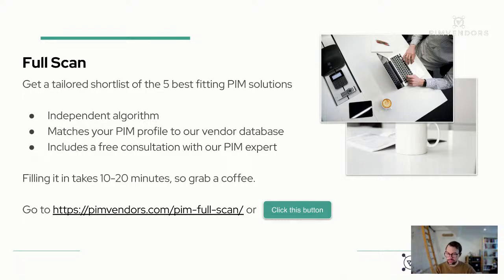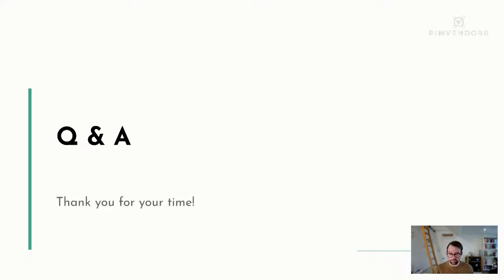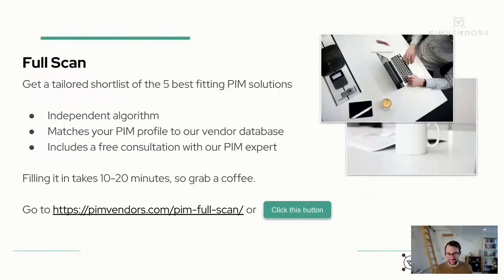Two quick deep dives. One is the full scan, which leads to the top 5 best fitting PIM solutions. It is based on an independent algorithm, so it matches your requirements with the requirement database that we have from the 40 vendors on our platform. I think more than 40, even. We do that matching independently, and it includes a free consultation with Chris or with me, or maybe a PIM expert for your geography or industry. It takes roughly 10 to 20 minutes. So grab a coffee and follow the link.